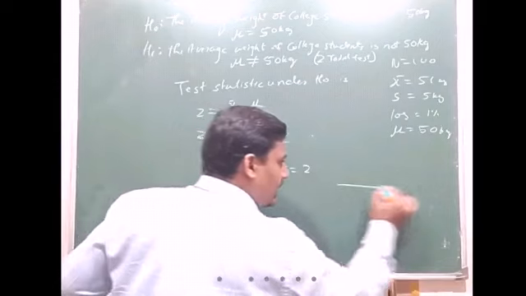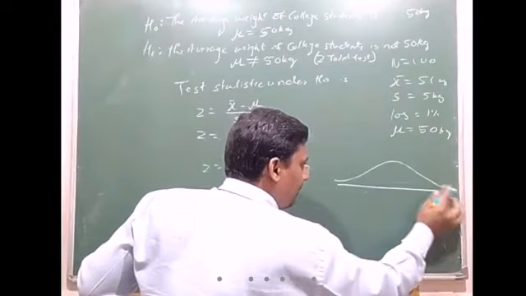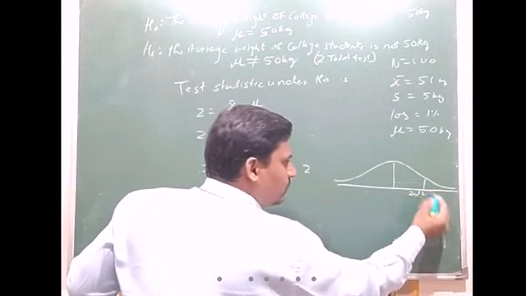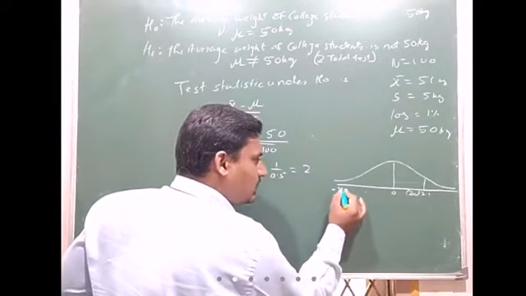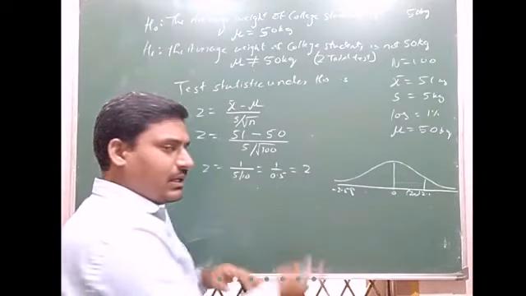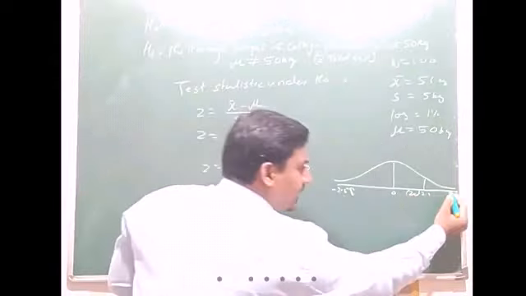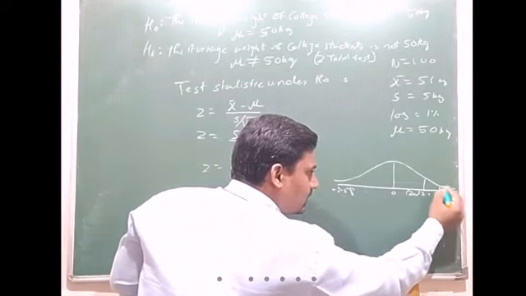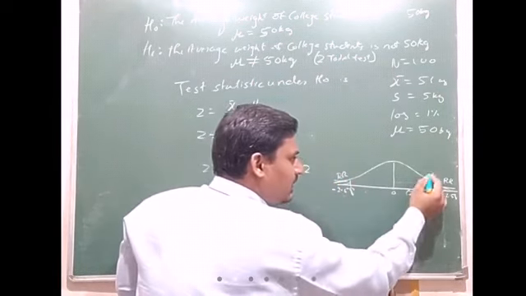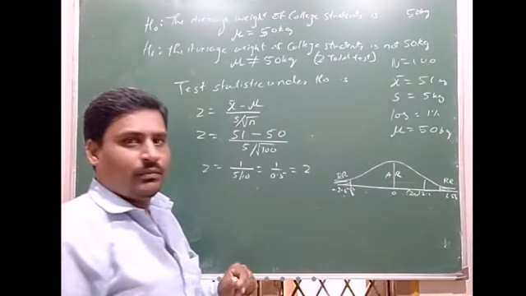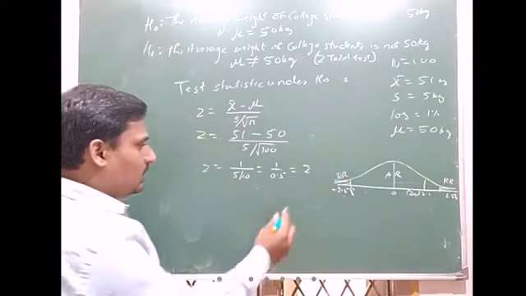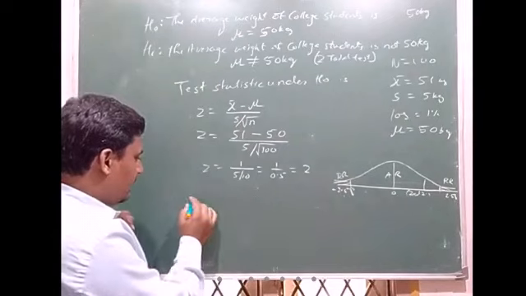So the value is exactly 2. In a diagram, our Z calculation is 2. The critical value for 1% is plus or minus 2.58. So minus 2.58 here and plus 2.58. So this is our rejection region or critical region, and this is our acceptance region. Since our answer lies in the acceptance region, H naught is accepted. That we'll write here.